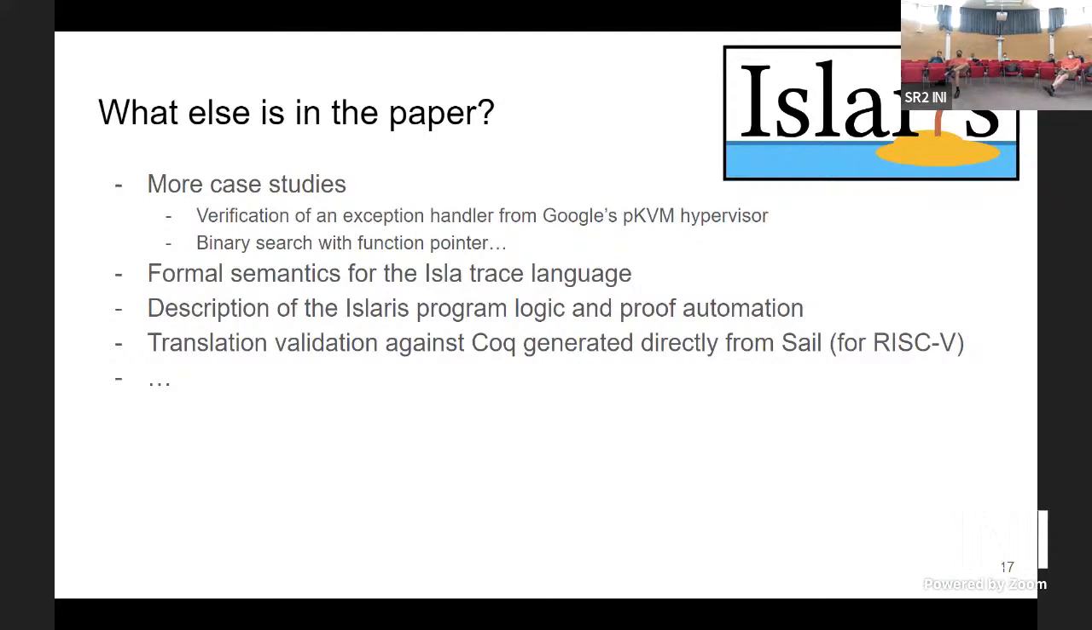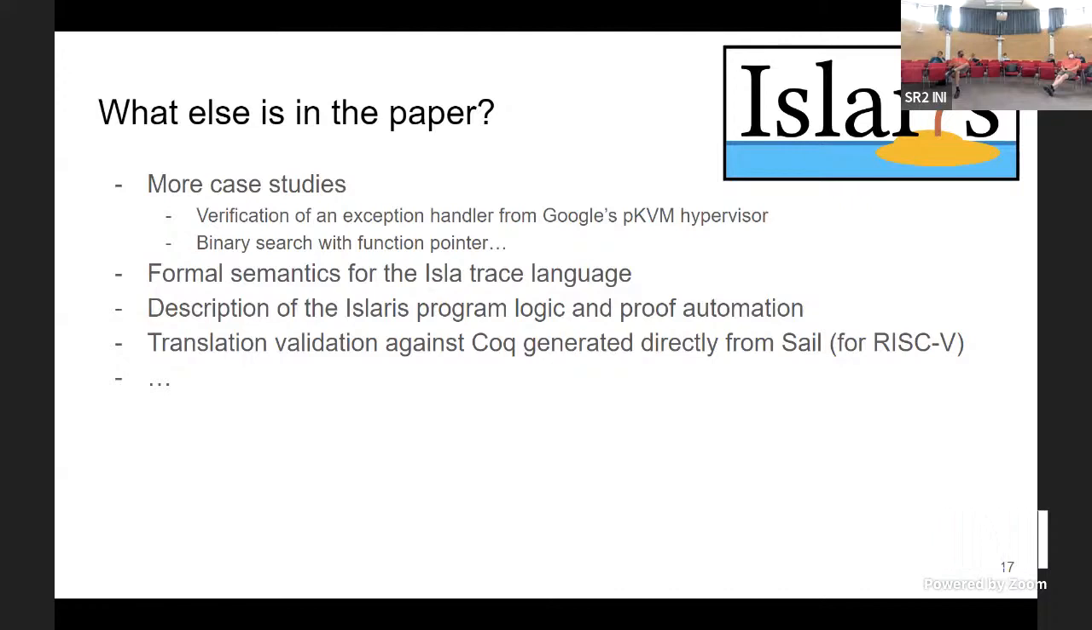So there's a formal semantics of the Isla trace language. There's a description of the program logic and proof automation and how that works in more detail. And the thing that Peter mentioned earlier, which I can mention very briefly: in the specific case of RISC-V, where the model is much smaller, we do translation validation between the Isla traces that we generate for an example program and the Sail-generated Coq semantics. And we have some automation to make doing that translation validation practical.